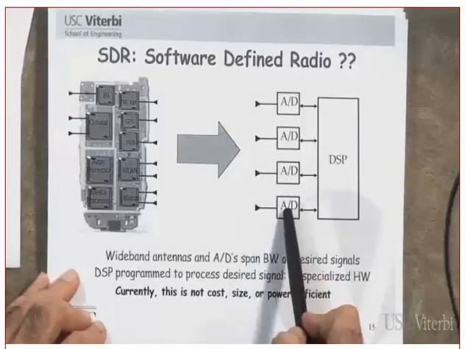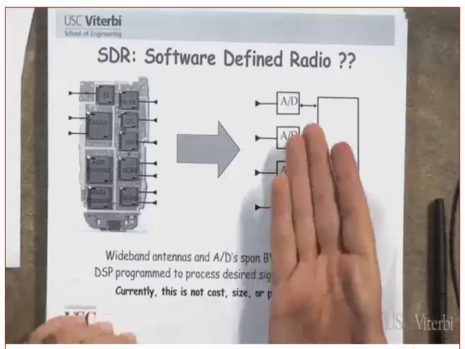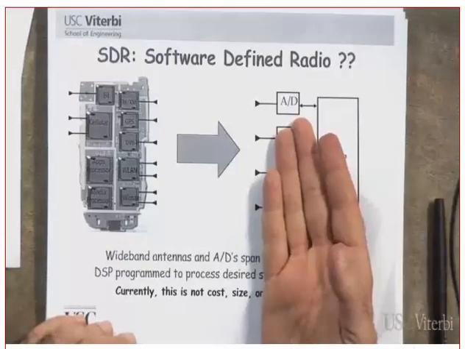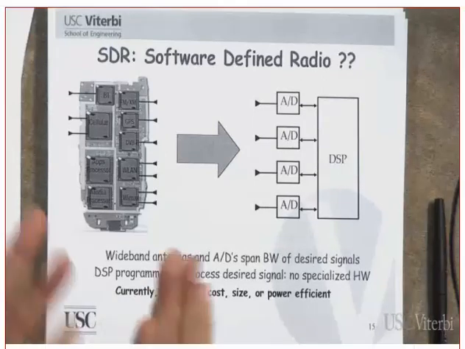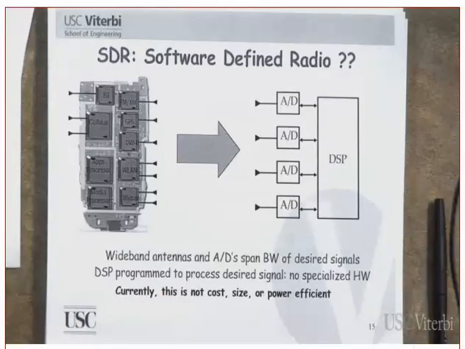Analog to digital converter. By the way, what is involved in an analog to digital converter? What are the three steps? The first step is sampling. The second one is quantization. The third one is encoding. Now, what is the problem?